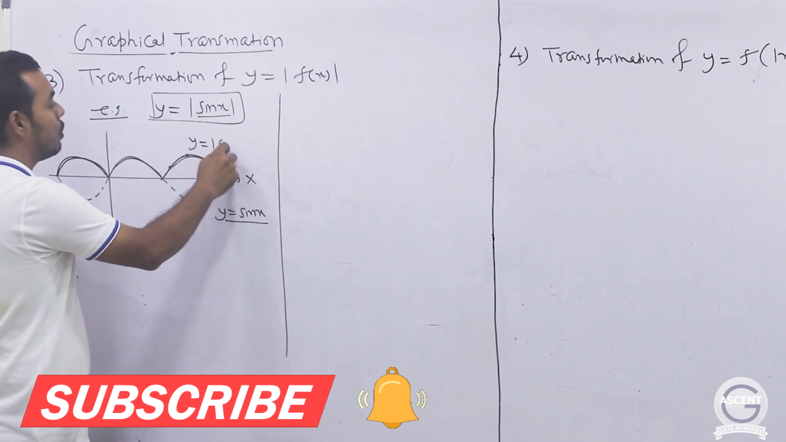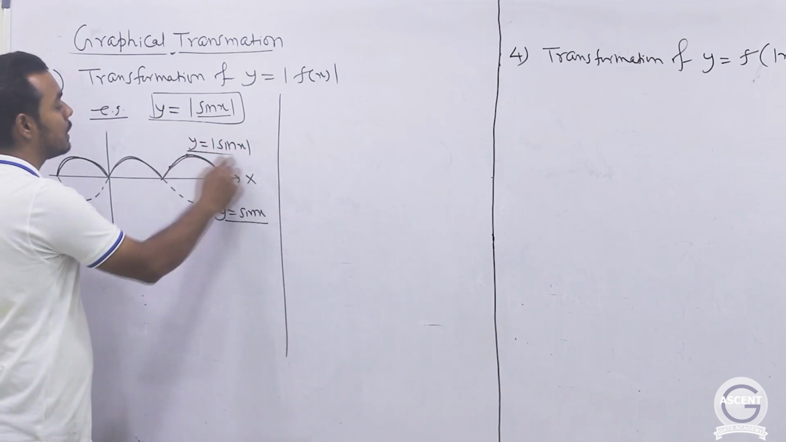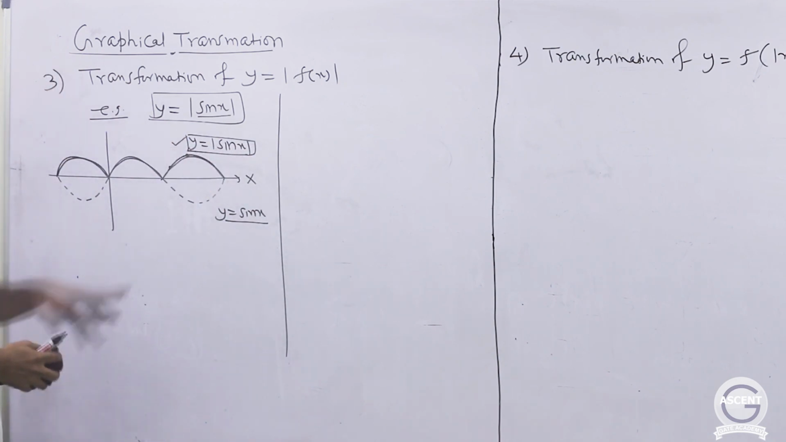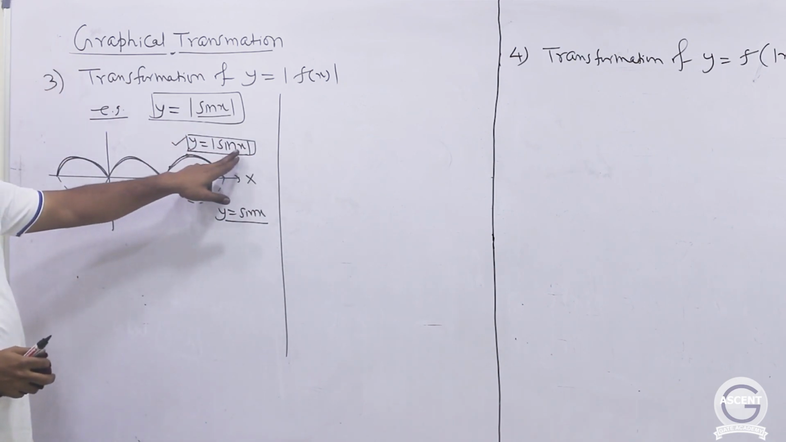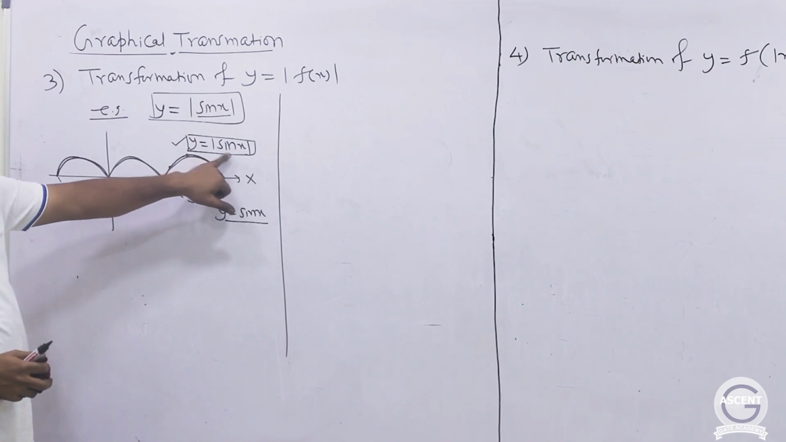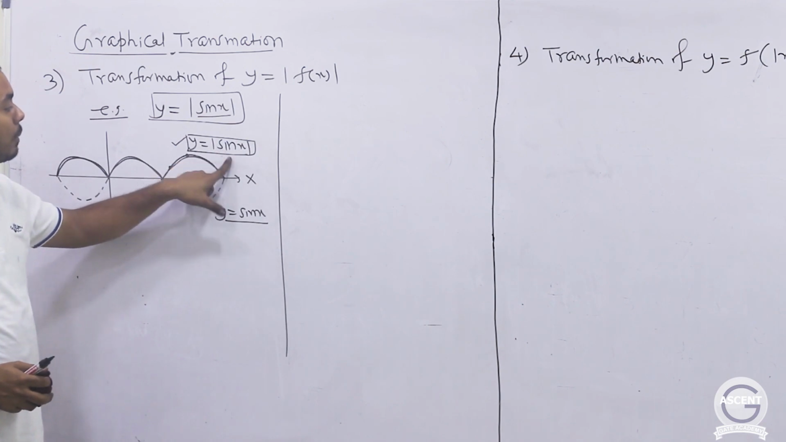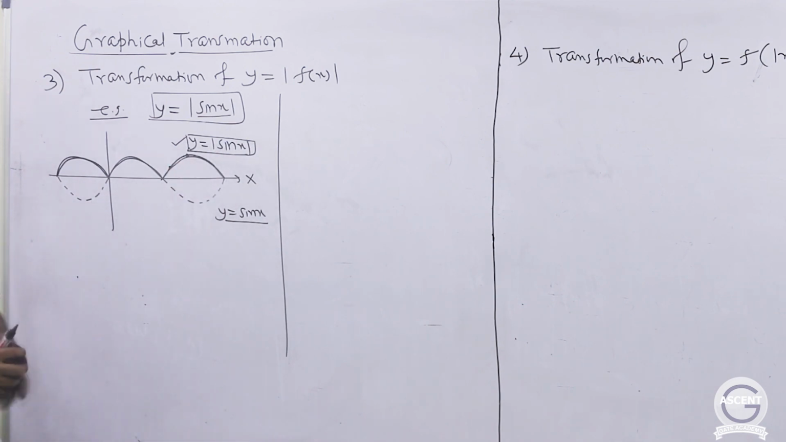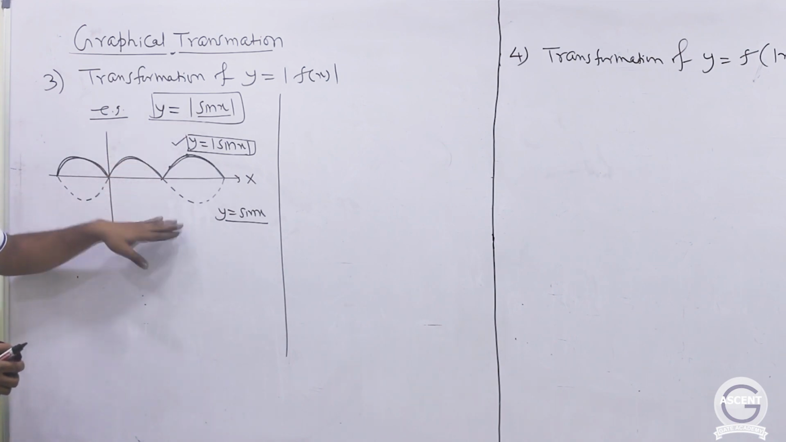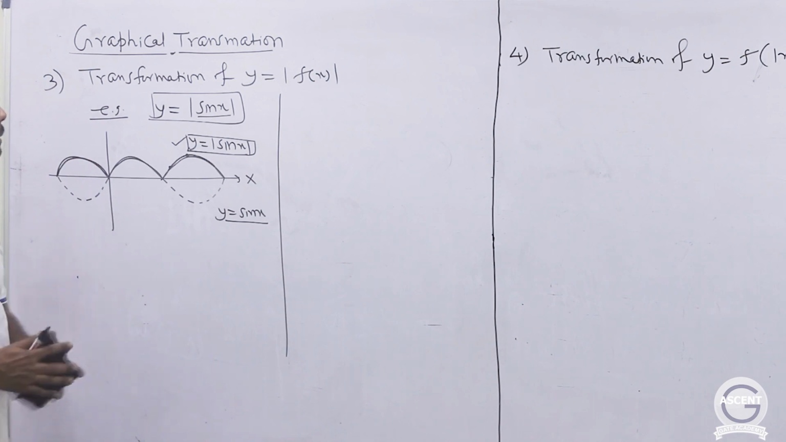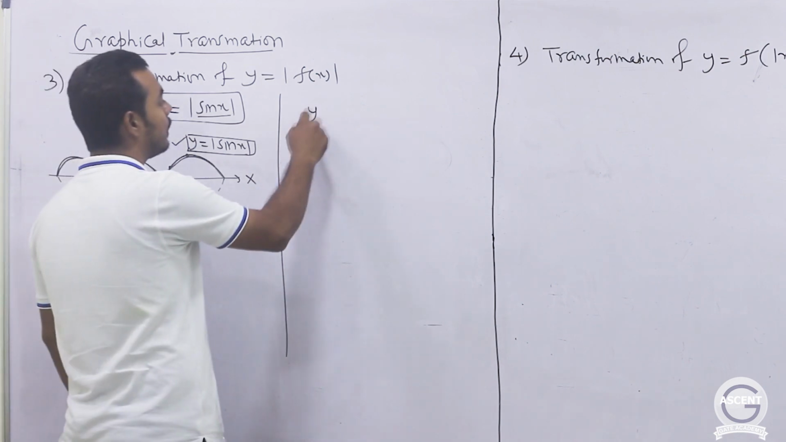Remember that no portion of the graph should be below the x axis, because y is always positive. Why is y always positive? Because y is mod sin x. Now whether sin x is positive or negative, mod sin x will always be positive. So in order to draw the graph of this type of function, the first step will be to erase the portion of the graph below the x axis and then take its image in the x axis. You can consider another example.